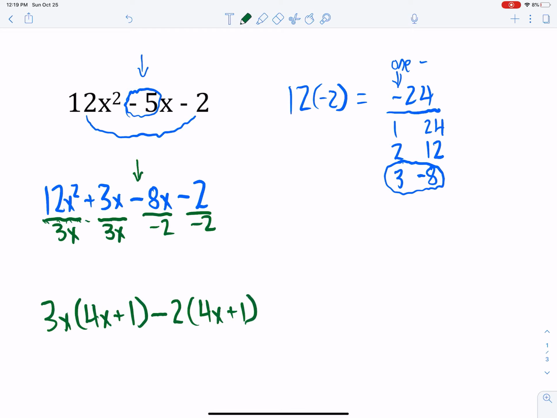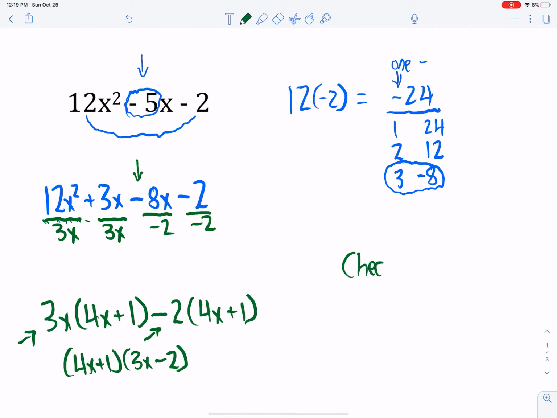And now look, we've got that same group in each one. So we put 4x plus 1 at the front. Then we've got 3x from our first group and minus 2 from our next group. And that's it. Now, anytime you're not sure if you've done a factoring problem right, remember you could always check it by doing the FOIL method.